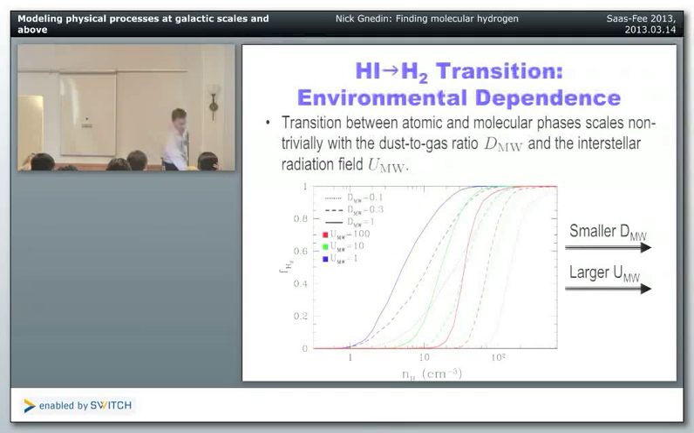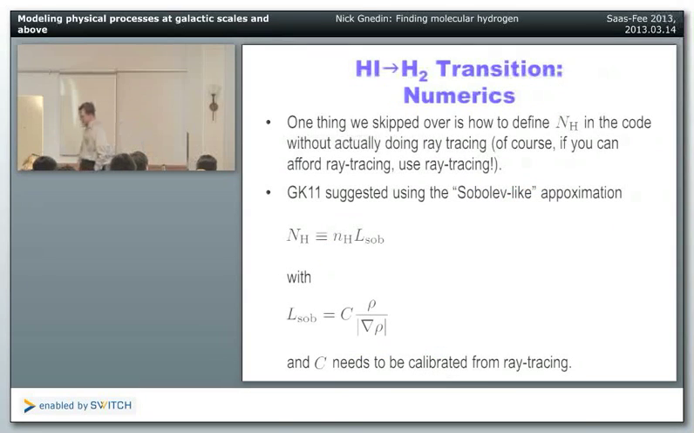So that's basically the main physics that you need to take out of that. But if you actually do it in the simulations, there are some numerics you have to be aware of. What I actually didn't talk about is how to define the column density, and in particular, how to define it without doing ray tracing. Of course, the best way is to actually run ray tracing in your simulation, just that it's not very practical because you won't be able to do anything better than 10 cubed or something like that. So what we used, and the suggestion I'm making, is something I call Sobolev-like.